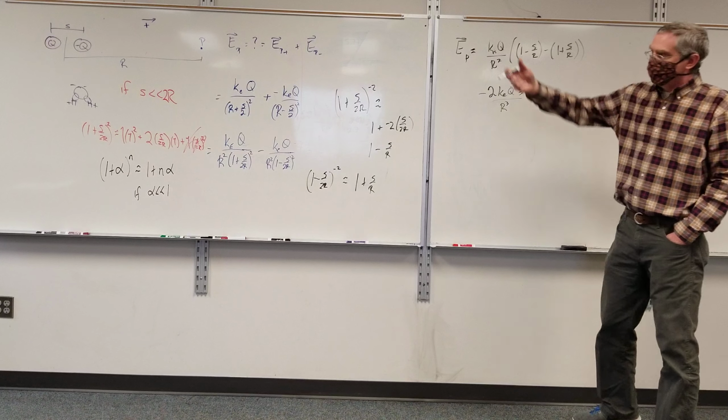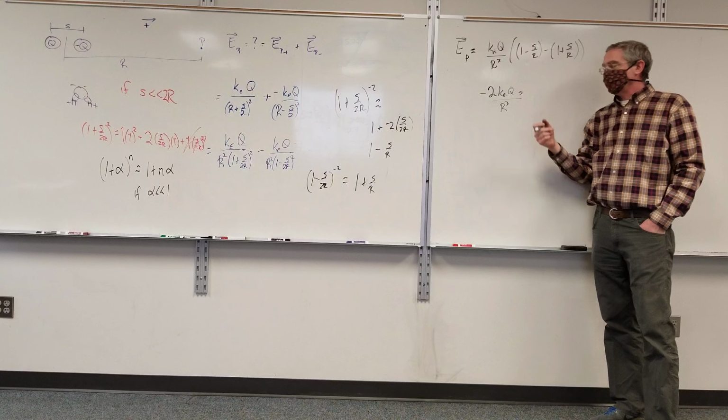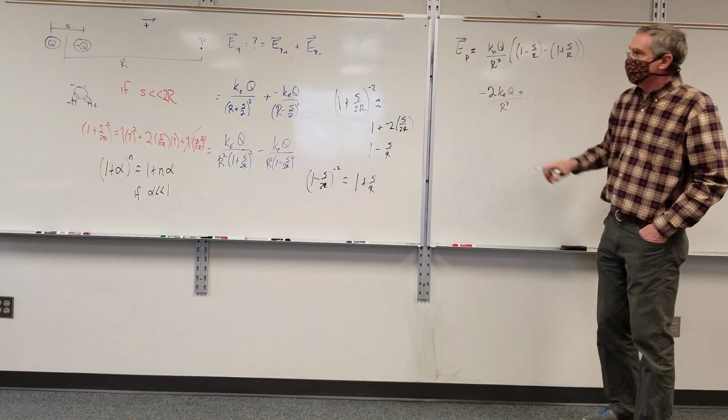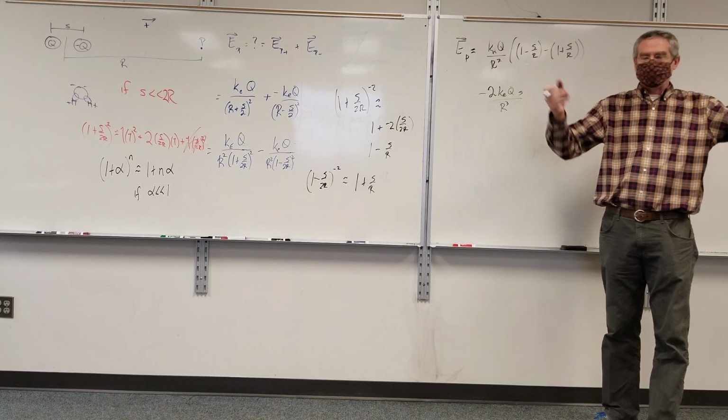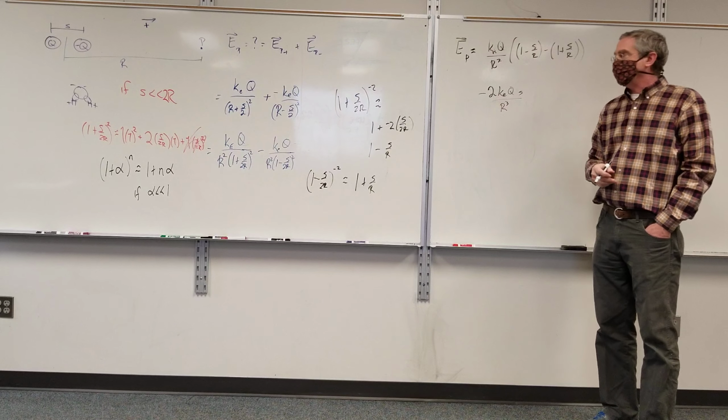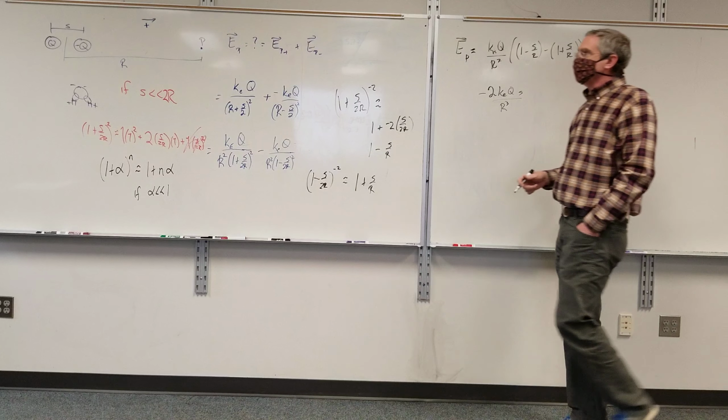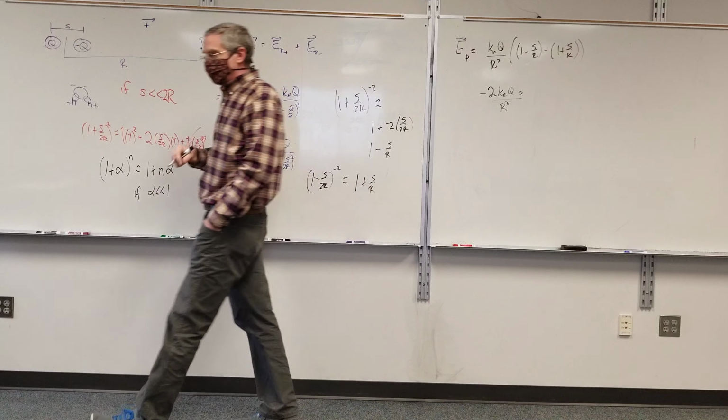Q, we're assuming, is a positive number. S is a positive number, that's a distance. R is a positive number because it's just the distance. K is a positive number, it's a constant. So my electric field does indeed point in the negative direction, as was speculated before.